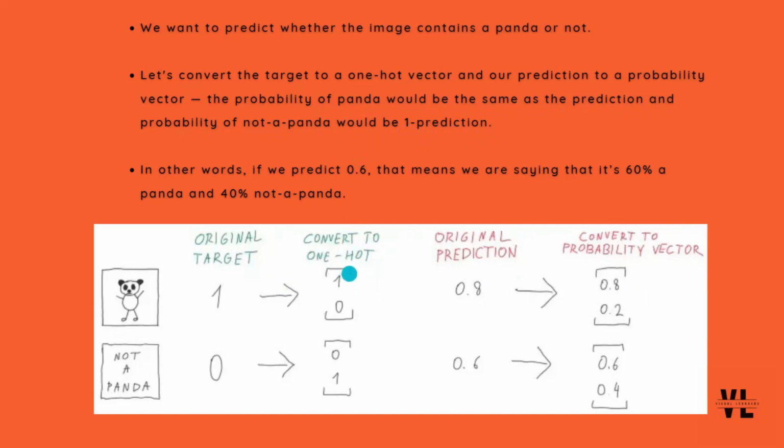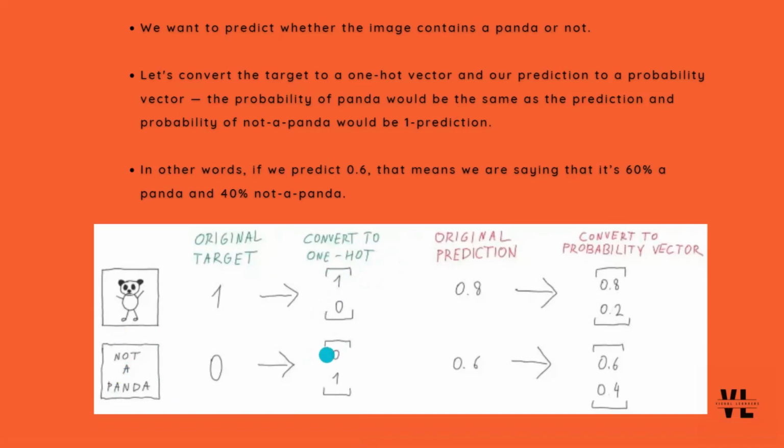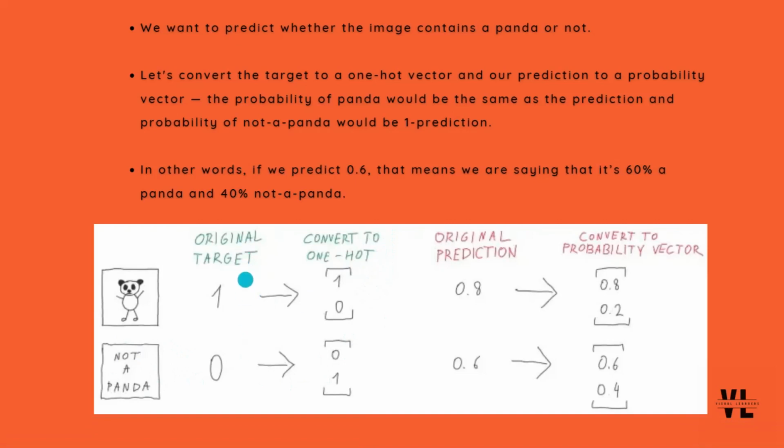So what it's saying is we're just basically converting this label into a one-hot encoded vector. A one-hot encoded vector is just basically saying if you have a panda, then put 1 on that index and put 0 for the not a panda case. And if you don't have a panda, then put 0 on the first index and put 1 for the not a panda case. So when training a neural network, you can just use the original targets or you can use a one-hot encoded vector.